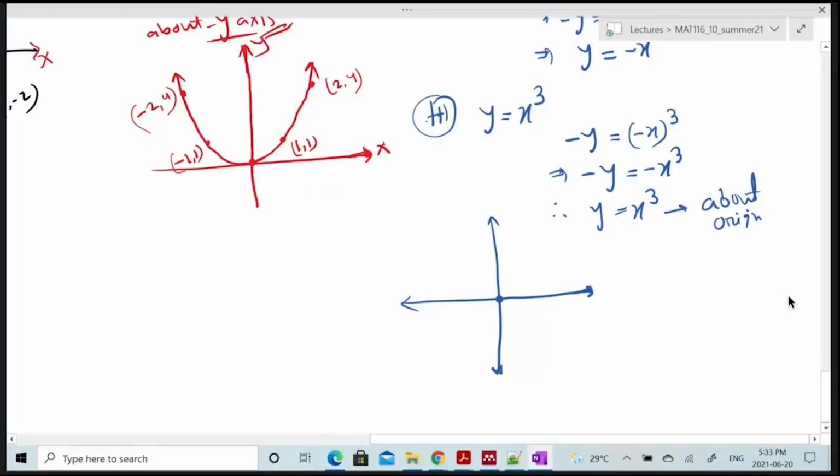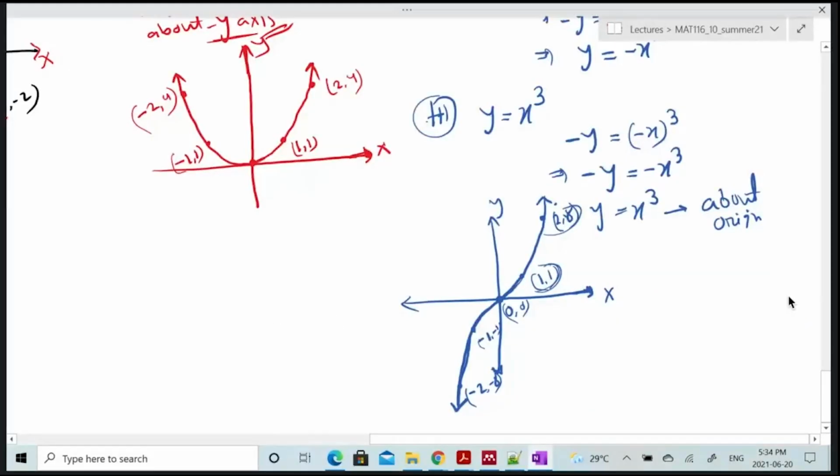Now let's pick x equal to 1, so y is going to be 1. x equal to 2, y is going to be 8. And we know this is going to be symmetric about origin. So in the third quadrant, we are also going to have minus 1, minus 1, and minus 2, comma minus 8. And that's it. We don't need to calculate anymore. We just know these two points and also the intercepts, and life becomes easier.